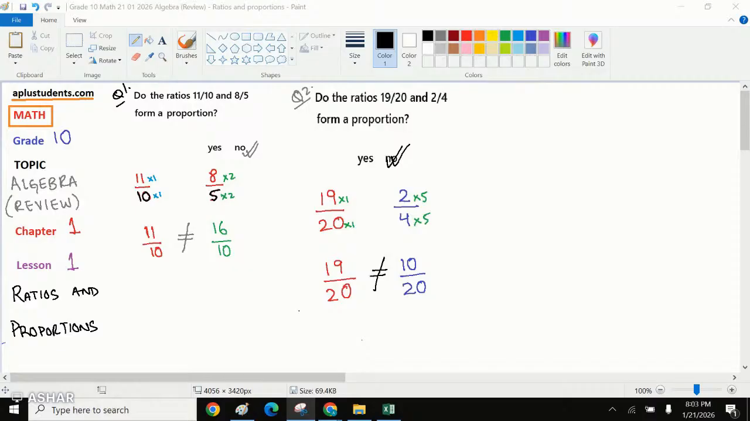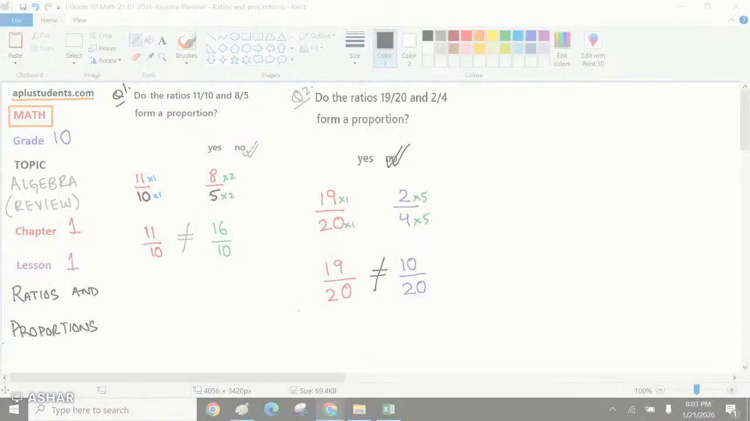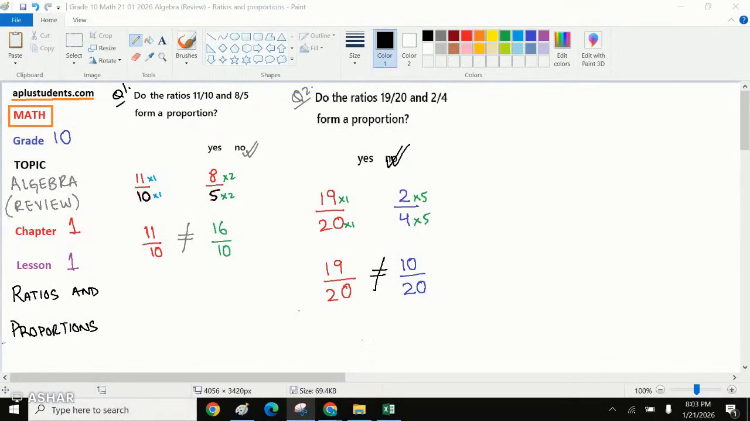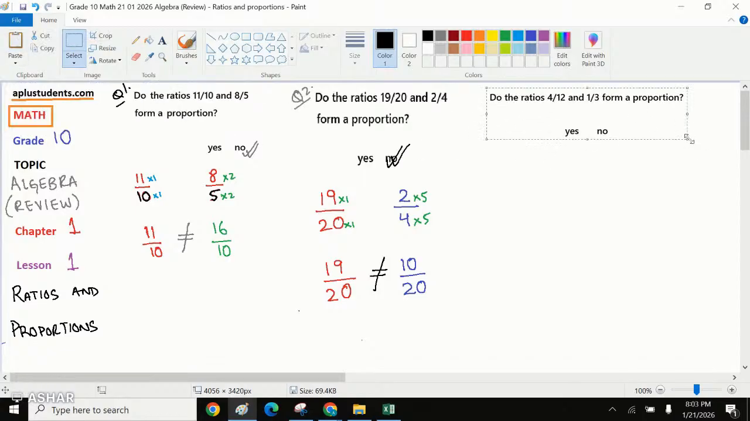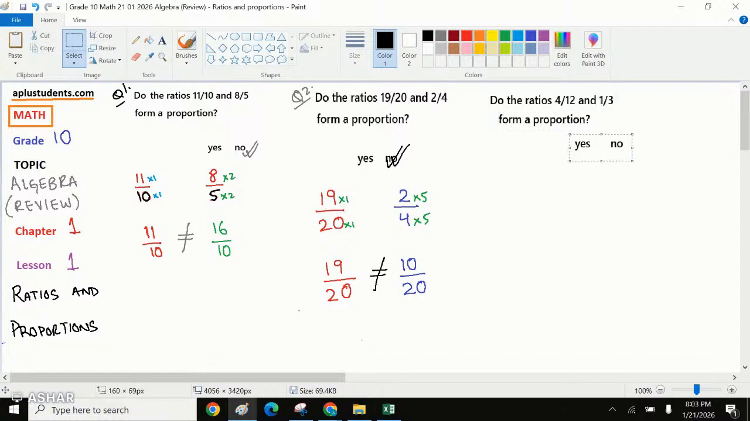Moving on to the next question. The next question says, do the ratios 4 upon 12 and 1 upon 3 have a proportion? For the next question, it says this, do they form a proportion? We have a yes or a no. We have two choices for question number 3.